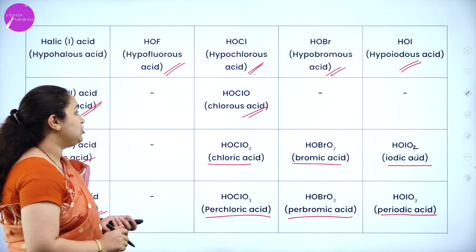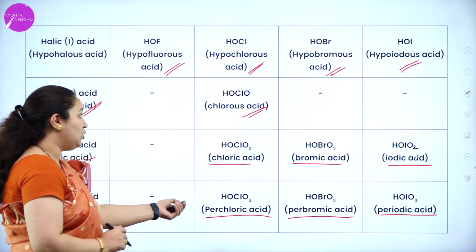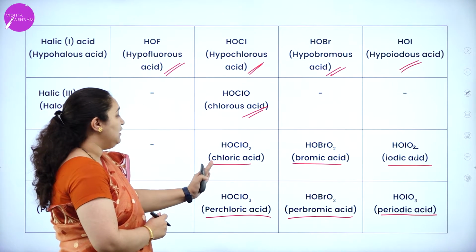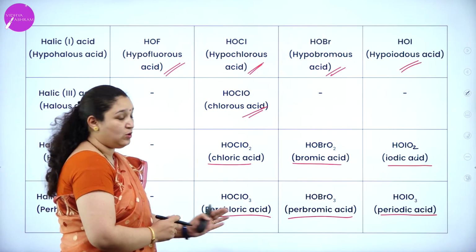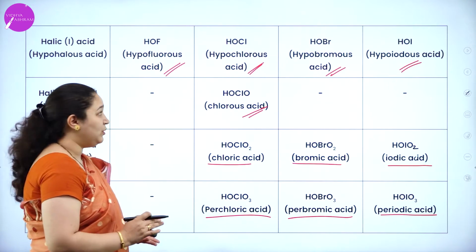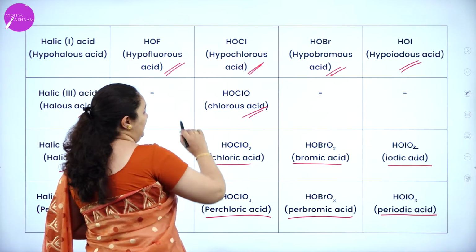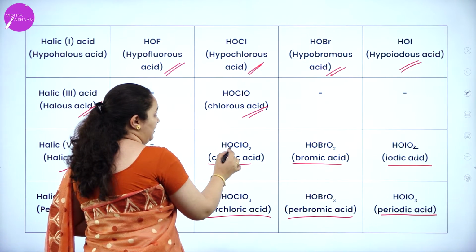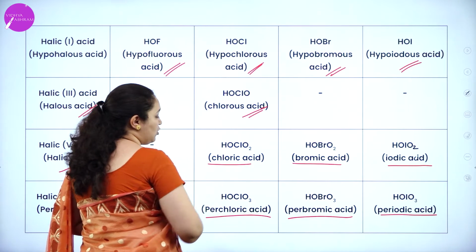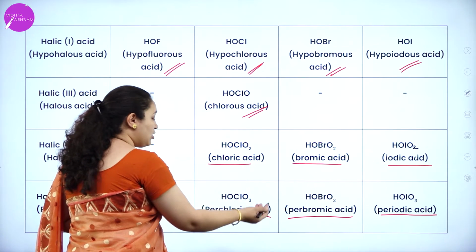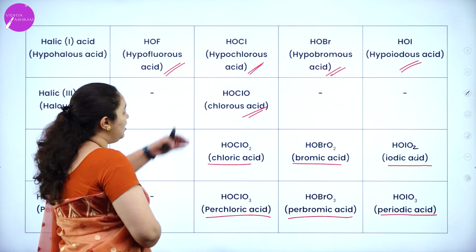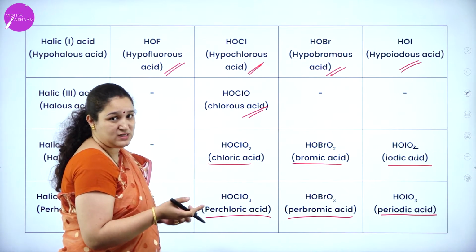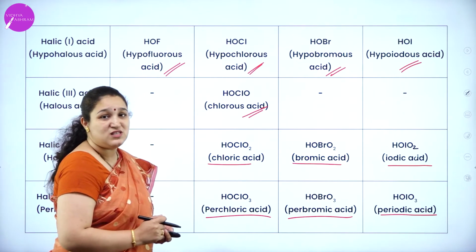Let's see the structure of each type only with chlorine. First we will see hypochlorous acid, then chlorous acid, then chloric acid and perchloric acid. Now observe the formula. You have HOCl; one oxygen more, it becomes chlorous acid. Then one more oxygen, it becomes chloric acid, and one more oxygen, it becomes perchloric acid. So at every step the oxygen atom count keeps increasing. We will see how to write the structure here.